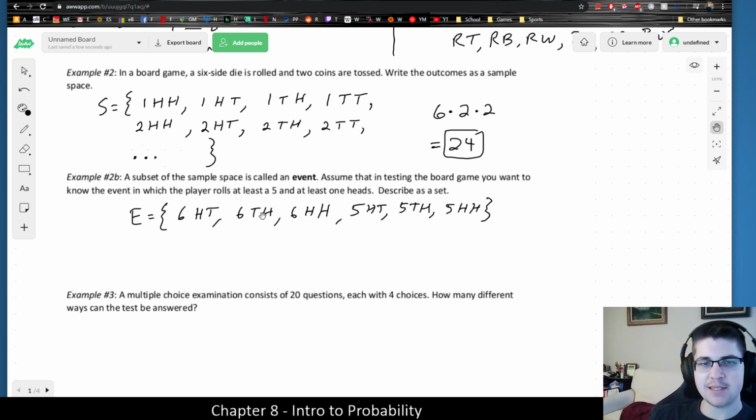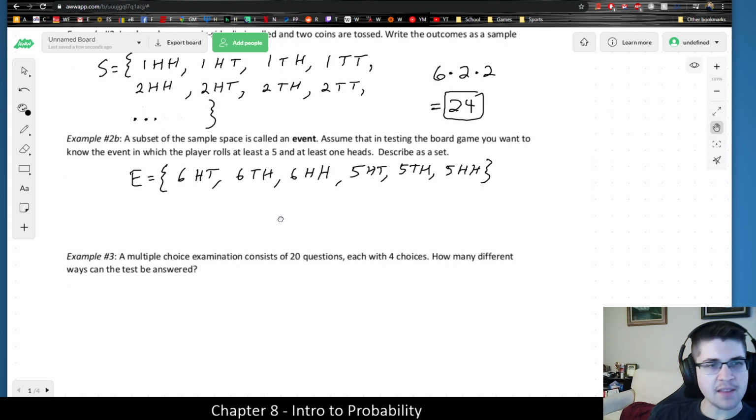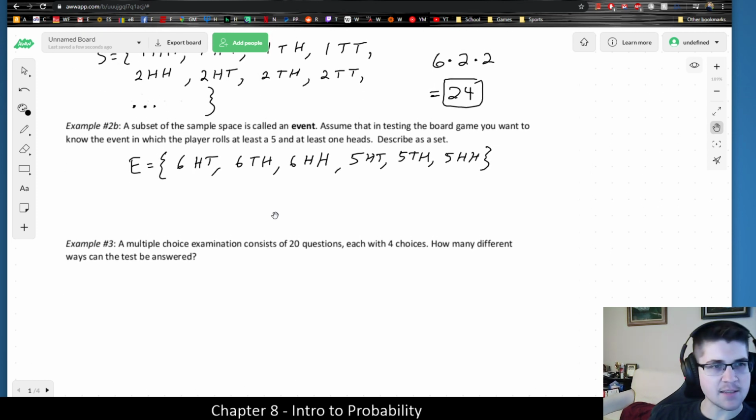But anyways, we see there are 6 possible events in the sample space, and we'll get back to probability and how this all relates to it later. And then the last question on the first page of the packet says a multiple choice exam consists of 20 questions, each with 4 choices. So, like a test would be A, B, C, D, typically. And let's say you have no idea about any content of the test and you're just going to randomly guess. How many different ways could you guess your way to answering that test?